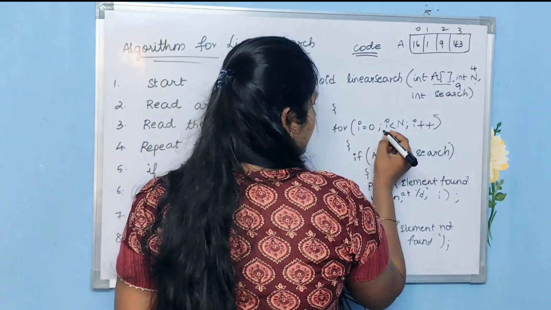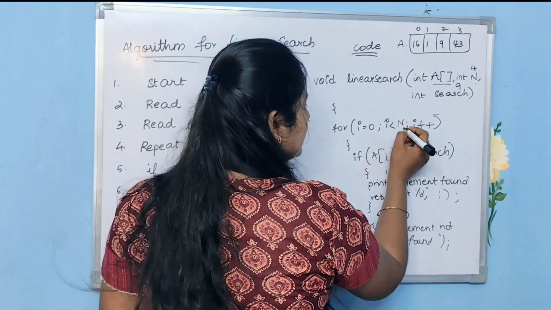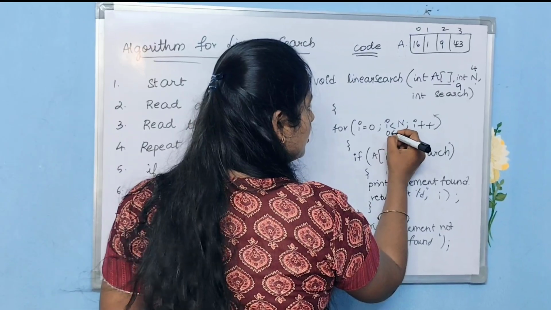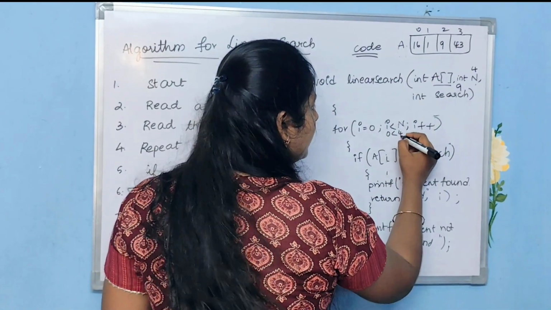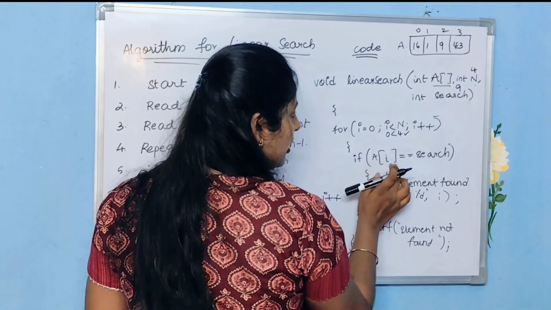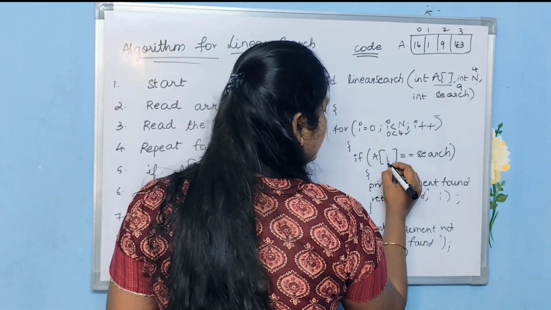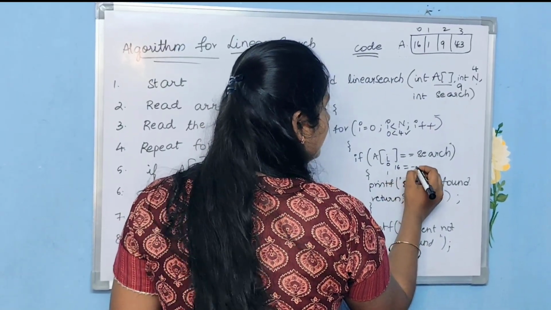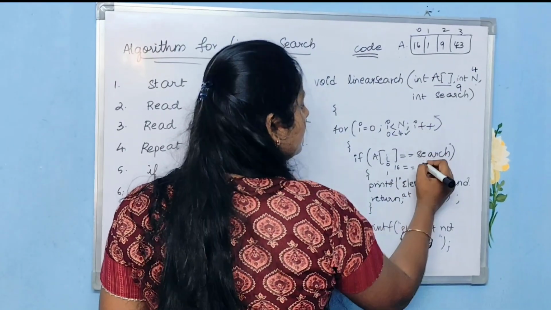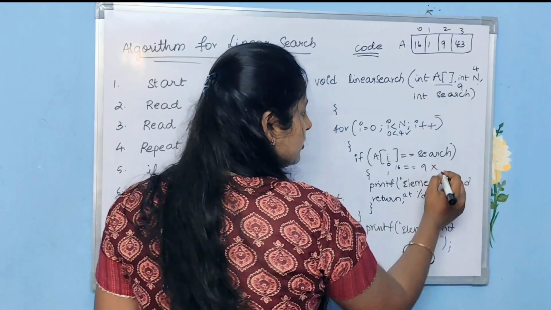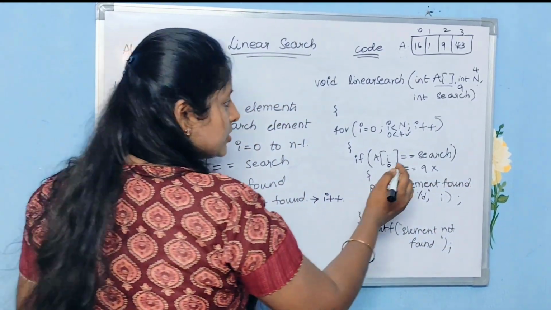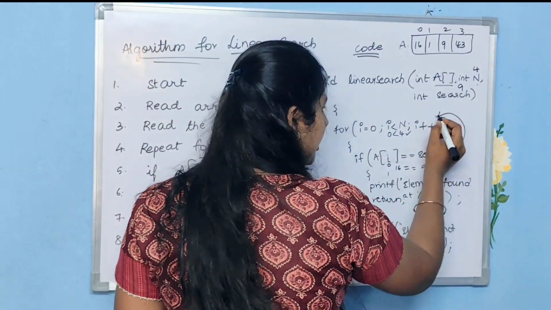So i equals 0, right? i is less than n. So what is i value? 0. 0 is less than 4. Condition true. Okay. What is A of 0? 16. Is 16 equal to 9? No. It is not equal. So what happens? I have to increment my i value.